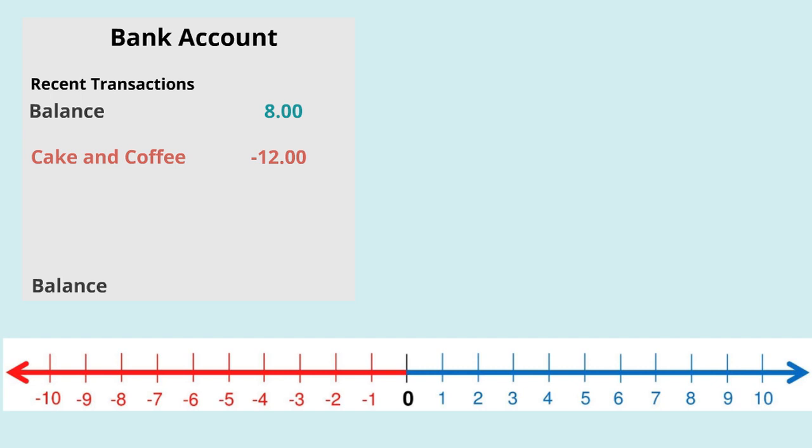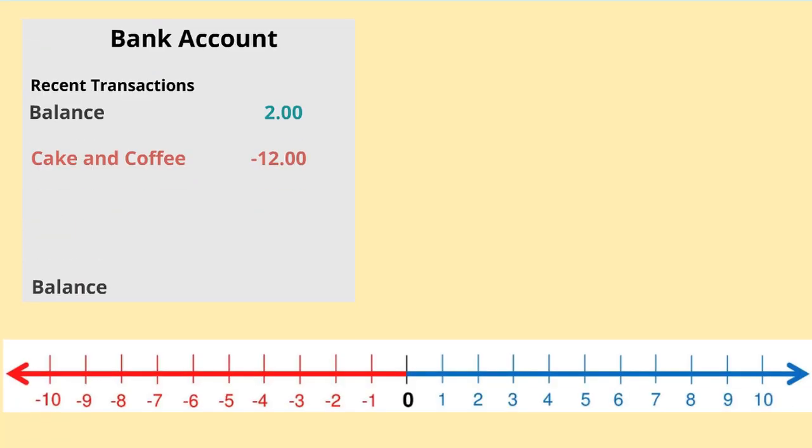Our balance at the start of the week was 8 euro. Then we bought cake and coffee for 12 euro. What's our new balance? Pause the video and give it a try. Well, using the number line, we started on 8, we went back 12 places, and we land on minus 4. So our new balance is minus 4 euro. We owe the bank 4 euro.